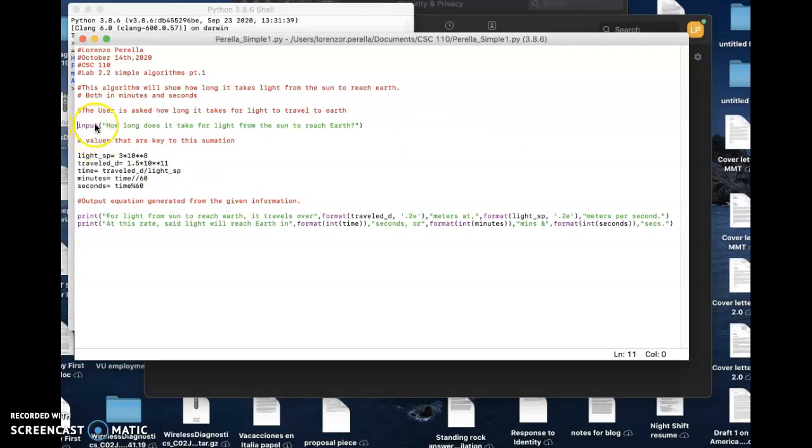Once we put the input of how long it takes for the sun's light to reach Earth, we have five values here. Light speed, 3 times 10 to the power of 8. Travel distance, 1.5 times 10 to the power of 11. Time, travel distance divided by light speed. Minutes, time divided by 60. And seconds, time divided by 60.